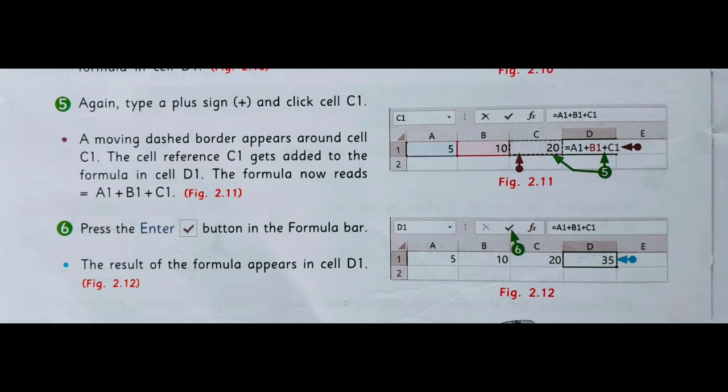Again, type a plus sign and click cell C1. A moving dashed border appears around cell C1. The cell reference C1 gets added to the formula in cell D1. The formula now reads A1 plus B1 plus C1. Press the enter button in the formula bar. The result of the formula appears in cell D1. So you can see in figures 2.11 and 2.12 how the result is appearing in the next cell, which is D1.